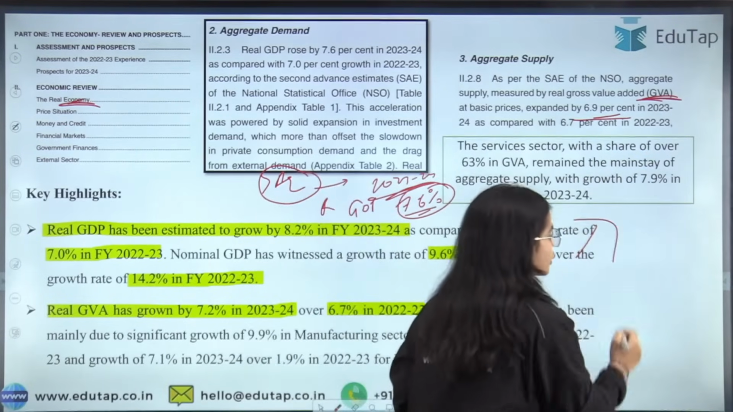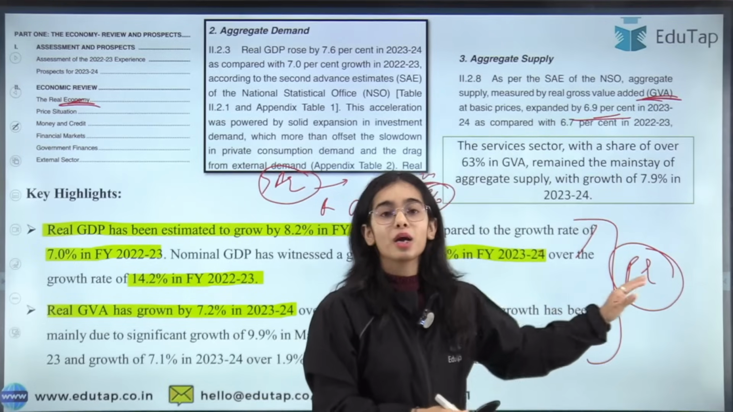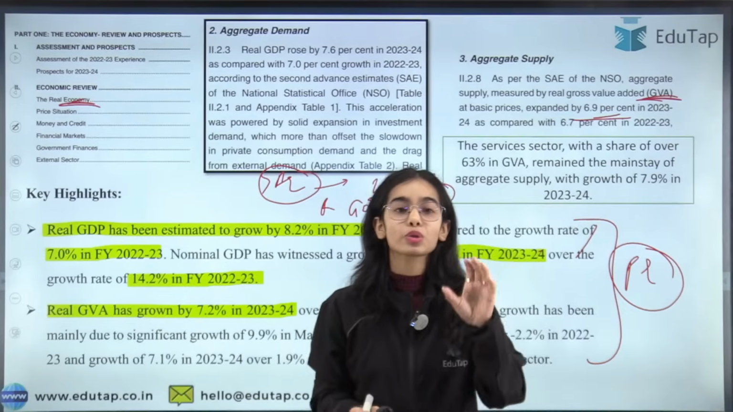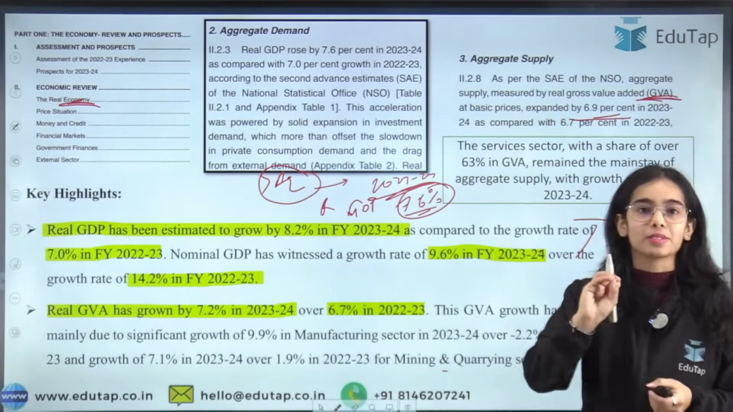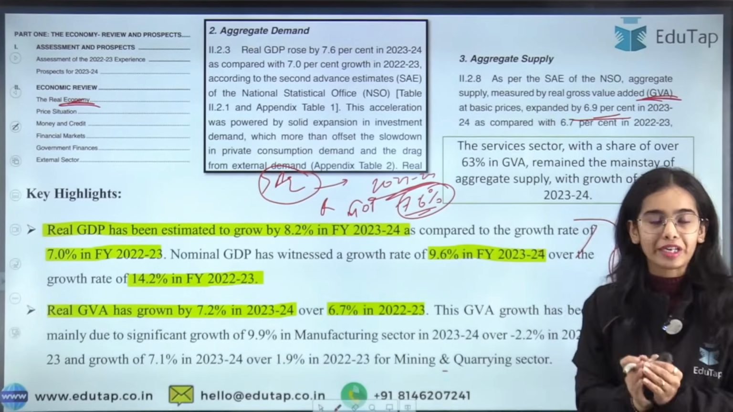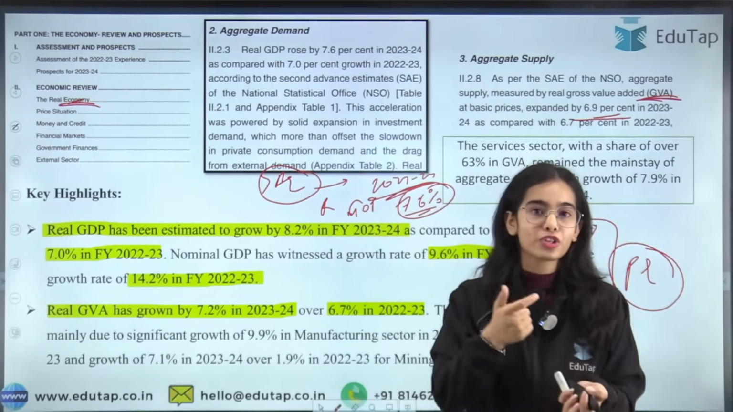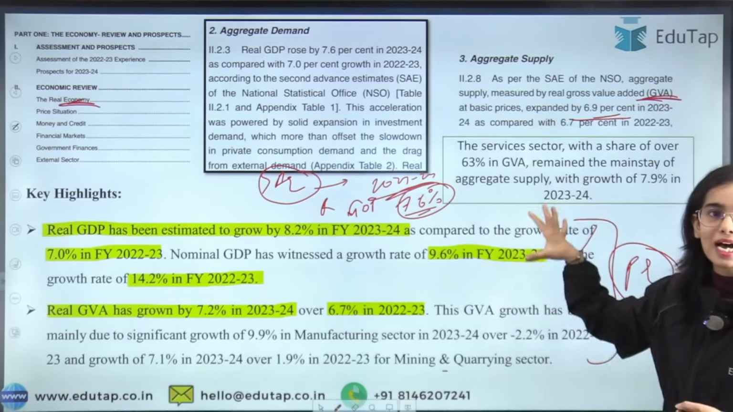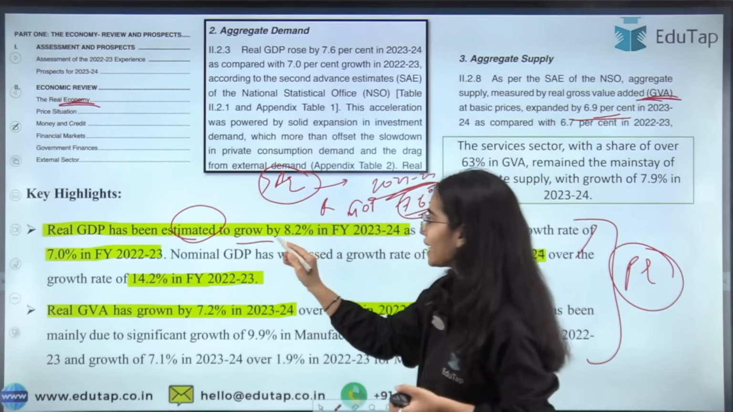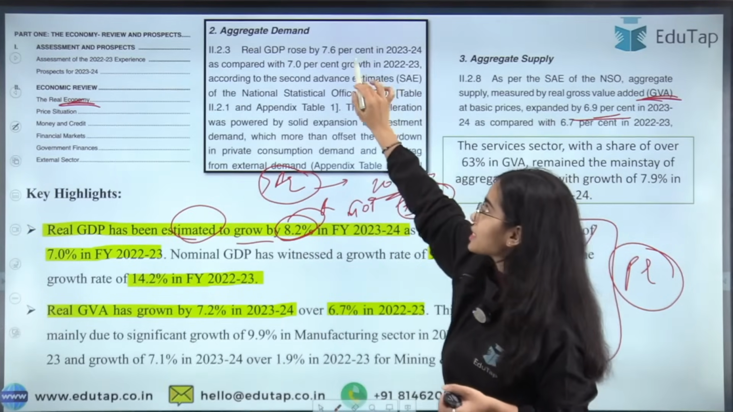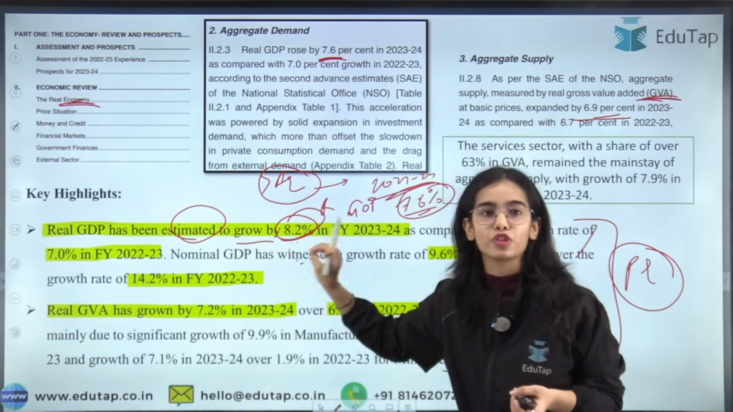But as per the provisional estimates, these are not present in the annual report, but I have brought this for you so that you have clarity. As per the annual report, this is the data point presented by the Reserve Bank of India as per the second advanced estimates. But after the second advanced estimates, the provisional estimates are released. So this is as per the provisional estimates. Real GDP has been estimated to grow by 8.2%. In the second advanced estimate, 7.6% was said, but it is actually 8.2% as per the provisional estimates.